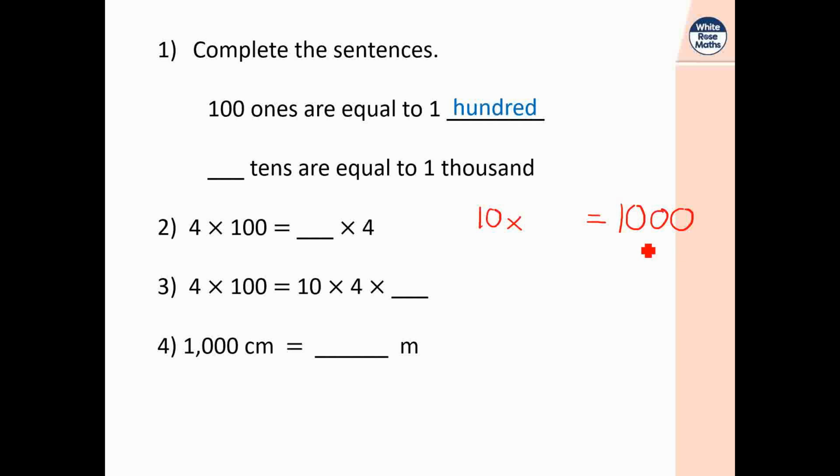So how many zeros does 1,000 have? 1,000. 3, okay? And 10 only has 1. Yeah. So we've got 1, but we need 2 more. So we need to times it by 100. Yeah? Does that make sense? Then we have 3 zeros to make 1,000.